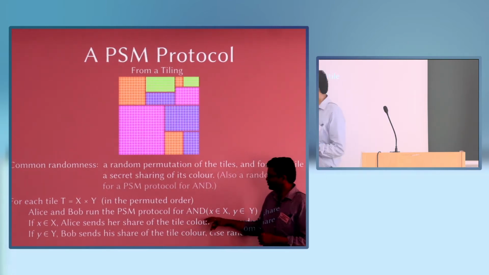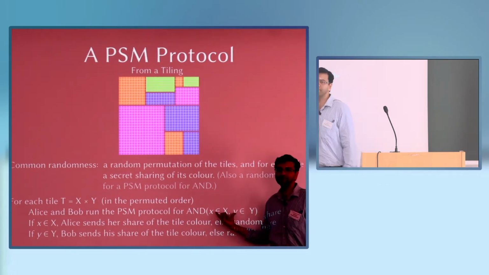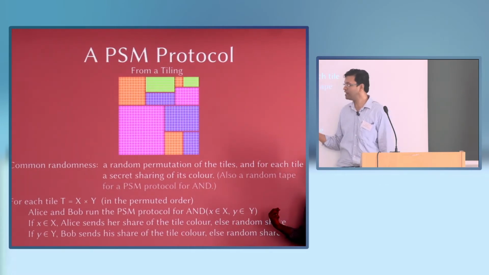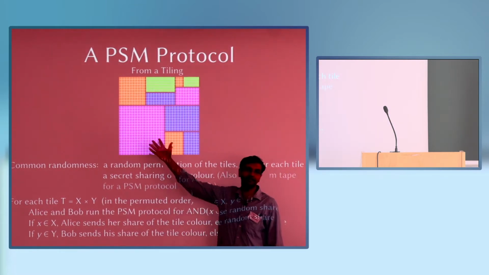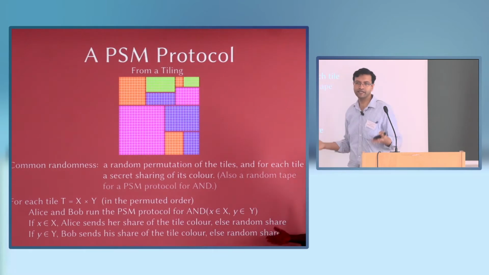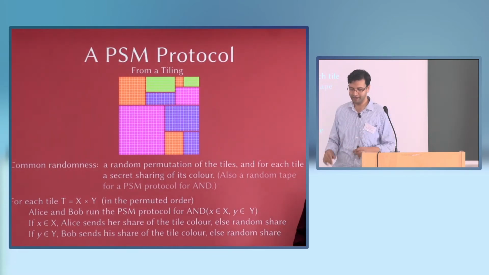Otherwise, she sends a random share. So from the point of view of Carol, the third party, there will be one tile for which the PSM protocol comes out 1. And at that time, if you put the shares together, you'll get the correct color. Everywhere else, you just get a random color. So this is a PSM protocol.